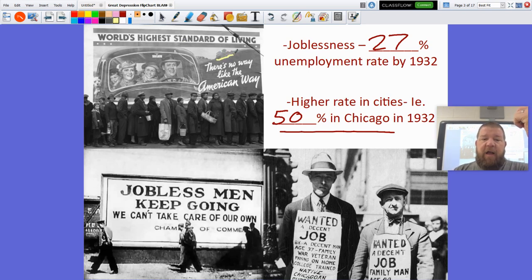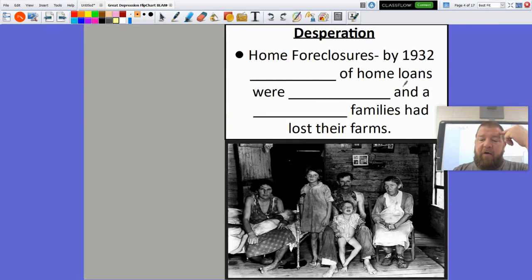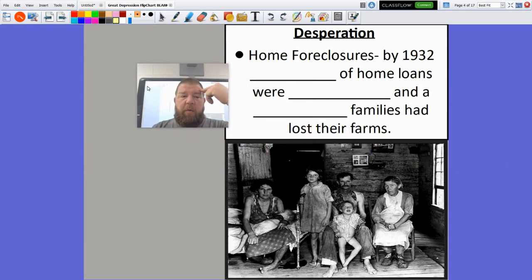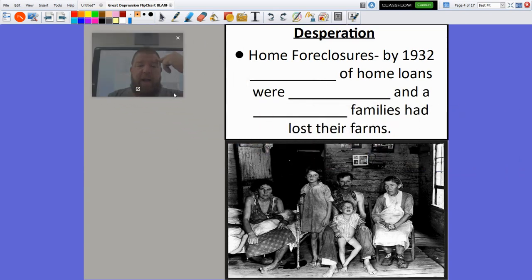So you've got this sign about the world's highest standard of living. There's no way like the American way. And then people lined up to try to get unemployment assistance from a charity. Signs outside of towns: jobless men, keep going. We can't take care of our own. And it's always that thing about, people don't want a handout, they want a hand up. So what does that look like? What were people struggling with? Well, it was flat out desperation.